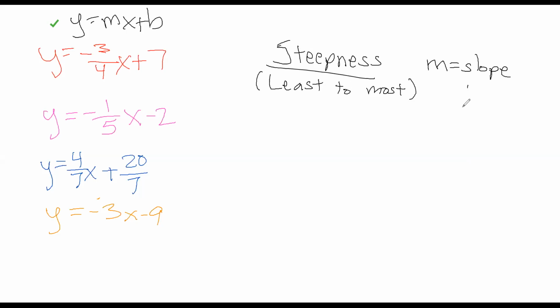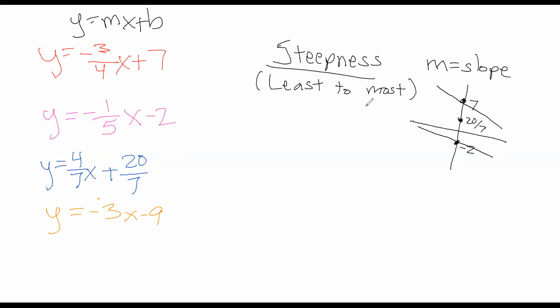As an example, you can also graph these equations to show how steep they are. So negative 3/4 x plus 7. If I start at 7 right here, and then negative 3/4, it could look something like that. And then negative 1/5 x minus 2. So I start at negative 2, negative 1/5. That's going to look something like that. And then plus 20/7 is my y-intercept. So 20 divided by 7 is about 2 point something. So let's say it's right here.